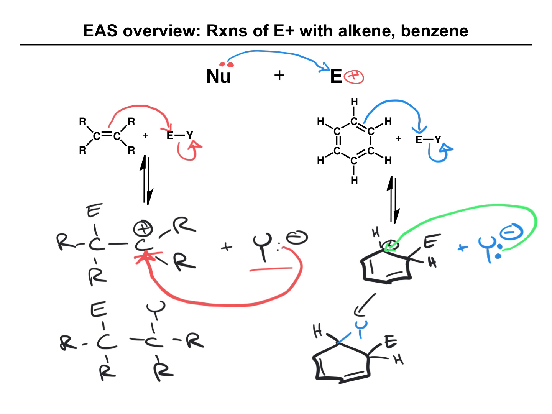Alternatively, if this Y group, instead of acting as a nucleophile, acts as a base, it could grab off this proton, allowing these electrons to fold in here, and that is going to recreate the double bond. So in that case, we get our double bond back. This carbon is still connected to a hydrogen, and this carbon is now connected to the E group. And in this case, what we have is substitution. So this hydrogen has been replaced by the electrophilic portion of whatever this EY represents. So this is electrophilic aromatic substitution.